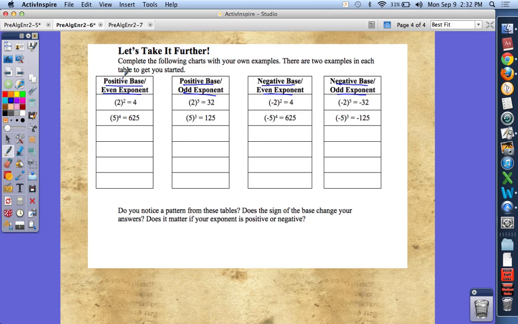So just make sure every value in this first table is a positive base and an even exponent. Any one you want to do. I would do numbers that are small, like 1, 2, 3, and then this one's going to be a positive base and an odd exponent. Once you finish all 4 tables, see if you notice a pattern. Does it matter if your exponent is positive or negative? Does the sign of the base change your answers? Maybe it does only for certain cases, okay? So write a little written response there to let me know what you think.